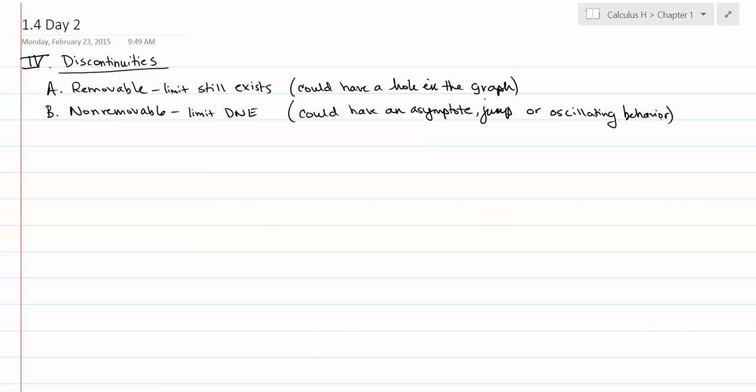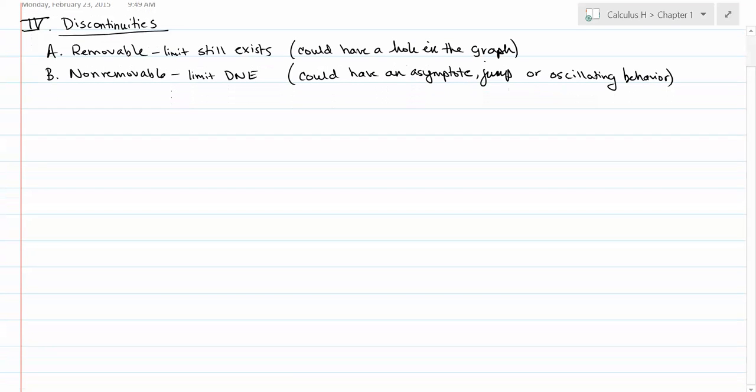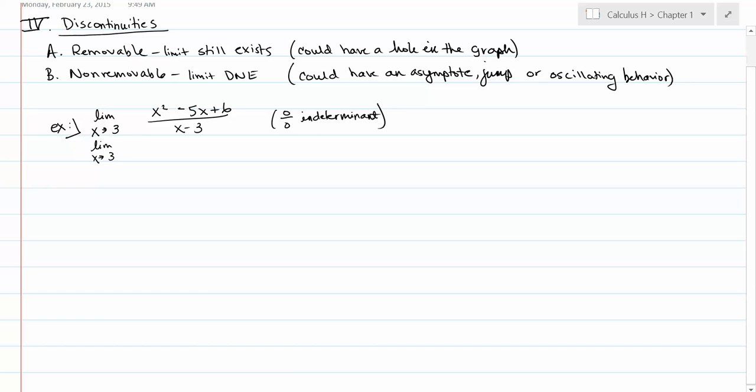Okay. So let's look at a couple of examples of removable and non-removable discontinuity. So let's say that I ask you to look at the graph and also find the limit as x approaches 3 of x squared minus 5x plus 6 all over x minus 3. All right, so if we're finding the limit, the first thing you do is plug in 3, and you notice that you're going to get 0 over 0, which is indeterminate. Okay, so we need to use one of our 4 strategies, so we're going to factor and cancel. The top factors to x minus 3, x minus 2. Therefore, we can see that we can cross off the x minus 3's. So our limit is going to equal 1.